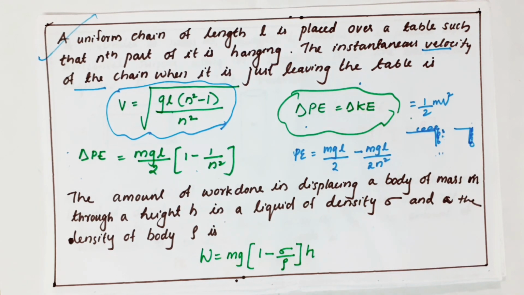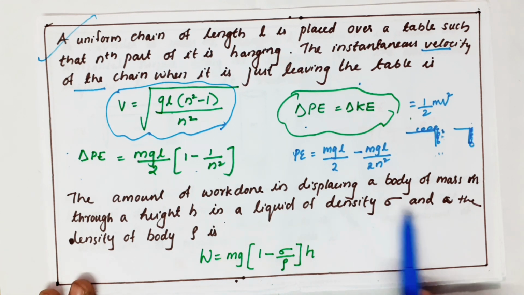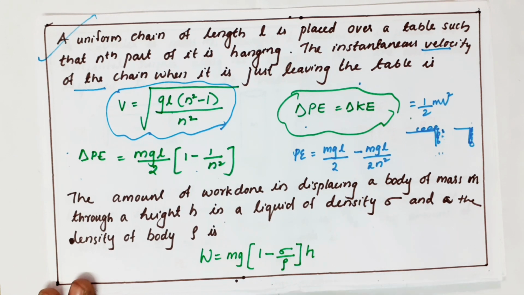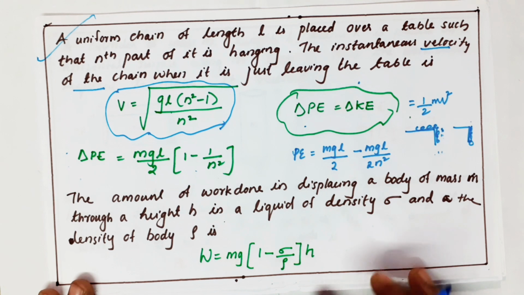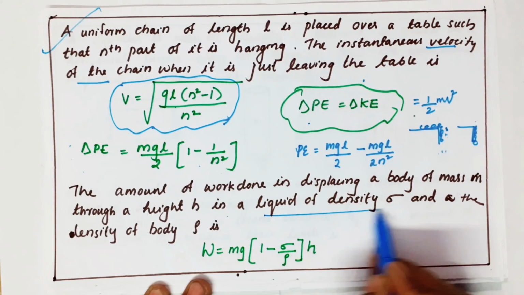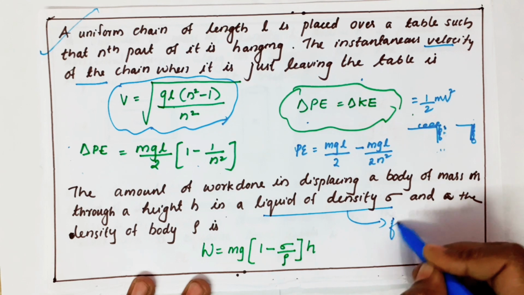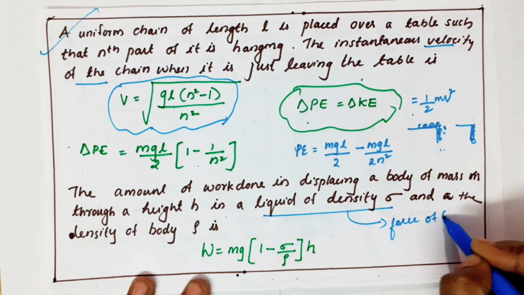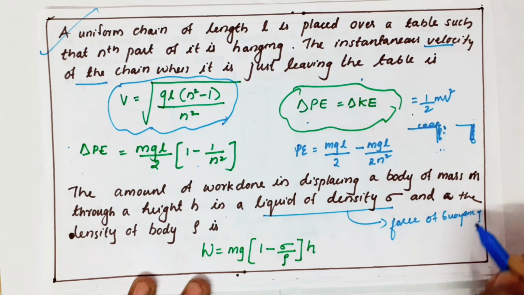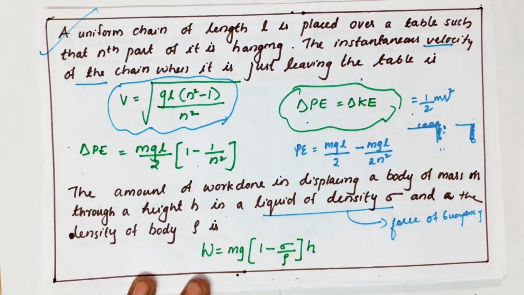Now, the next one is the amount of work done in displacing a body of mass m to a height h in a liquid of density sigma, where the density of the body is rho. So what is the work required to displace a body of mass m to a little height? Here also the work done is mgh only. But when it is in a liquid, you have to remember there will be the force of buoyancy. Because of the buoyancy, there will be an upthrust.